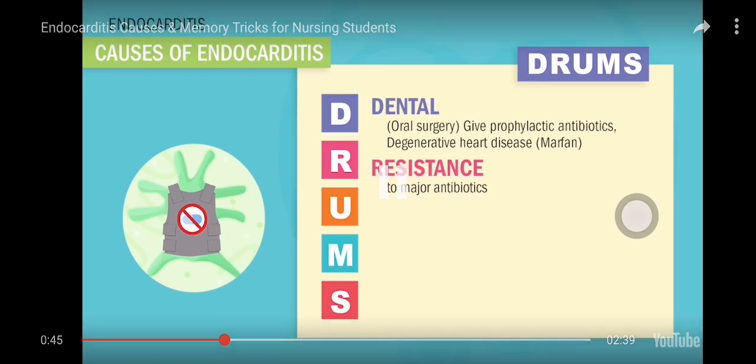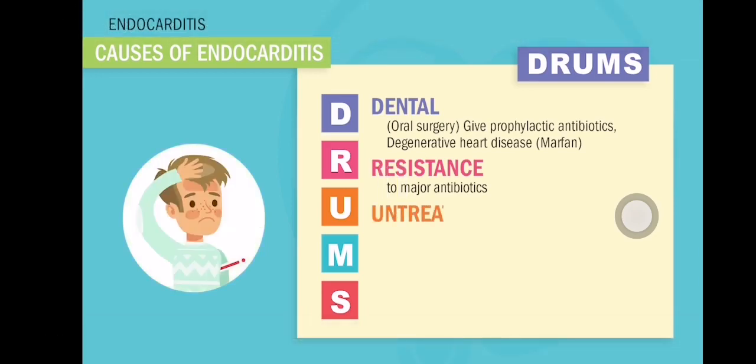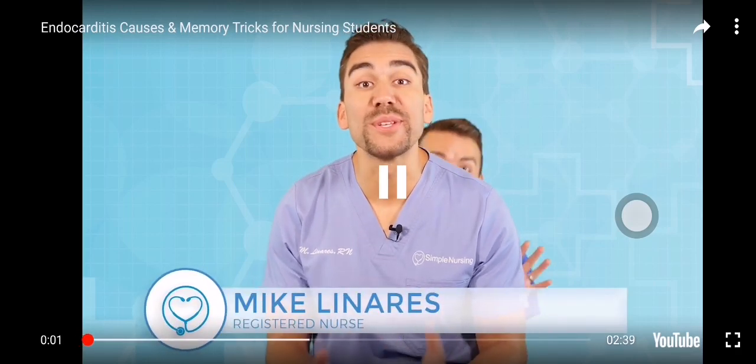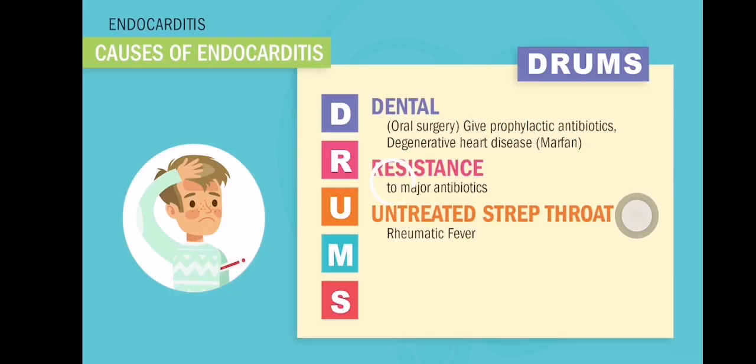Which brings up our next point, U. U is for untreated strep throat and even untreated rheumatic fever. This is a main cause here, huge test tip. Untreated strep throat can lead to rheumatic heart disease, and then to endocarditis, and then to death. Who would ever have thought that a sore throat could lead to a broken heart?